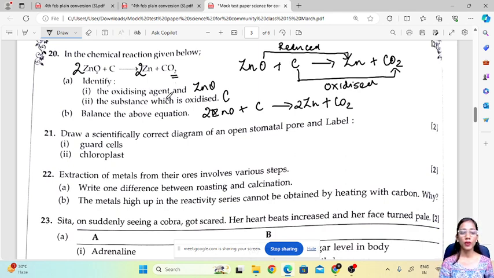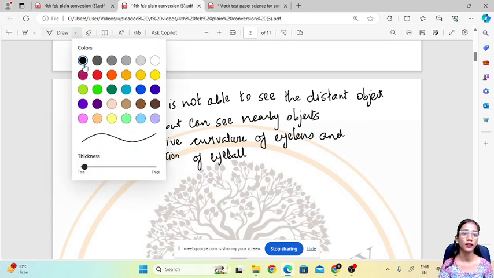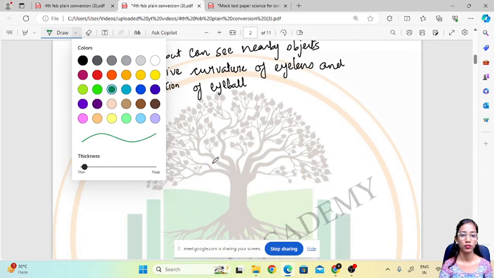Now the next question is, draw a scientifically correct diagram of an open stomatal pore and label the guard cells and chloroplast. Okay, so diagrams are important. This carries 2 marks. When you talk about diagrams, 2 things are important: cleanly drawn diagrams, and second, labeling of the diagram is very important. I'll just draw a rough diagram over here. You all have to study the proper diagram from the textbook.